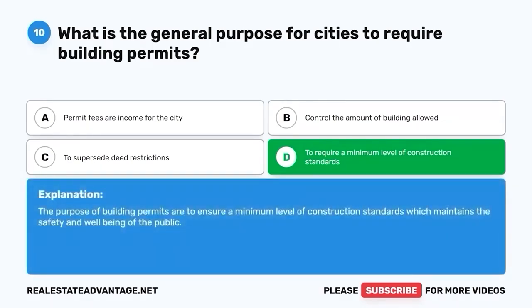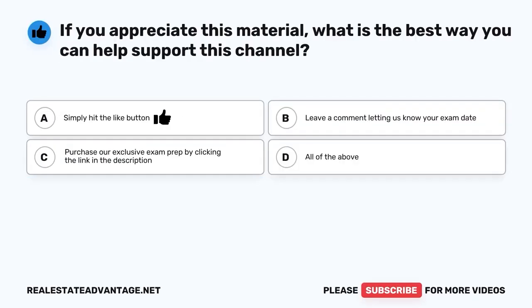The purpose of building permits is to ensure a minimum level of construction standards, which maintains the safety and well-being of the public.